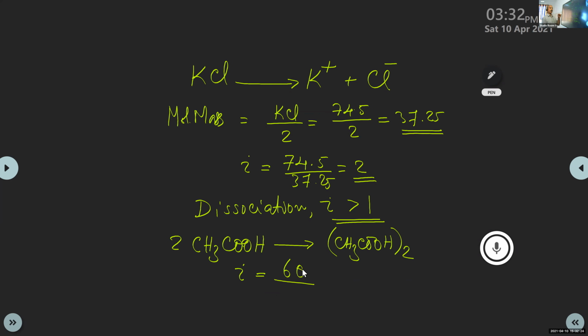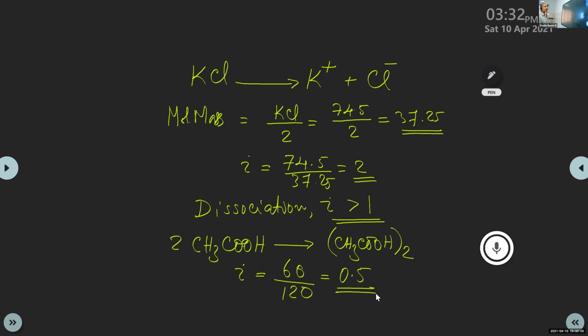Now you calculate the molecular mass by colligative property measurement. You can see that the molecular mass is almost double. That means almost 120. The calculated molecular mass is almost double. That is due to dimerization, association. So what will be the value? 60 by 120, that is equal to 0.5. See the value, Van't Hoff factor i is equal to 0.5.